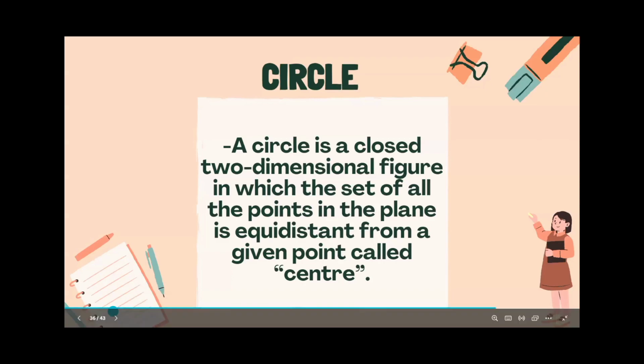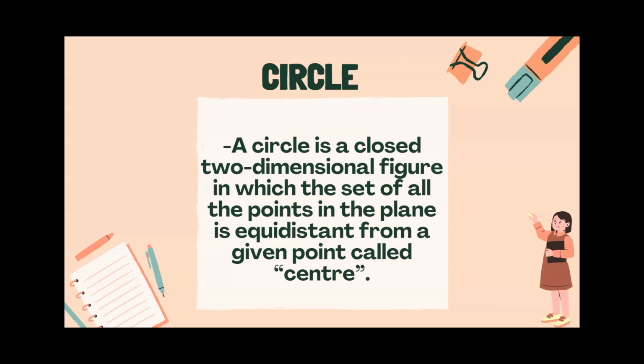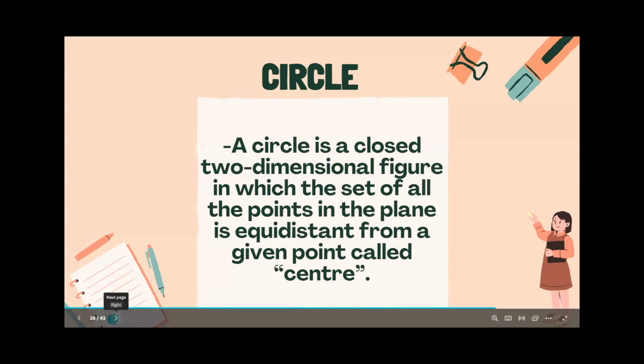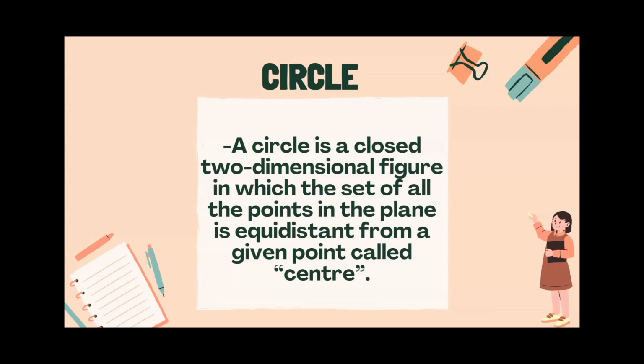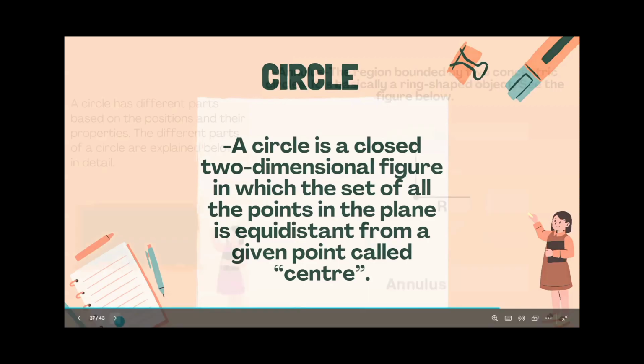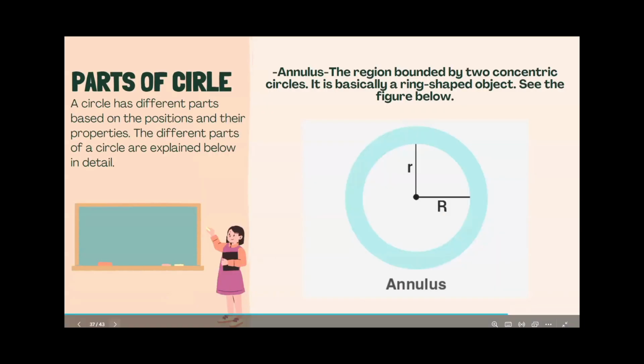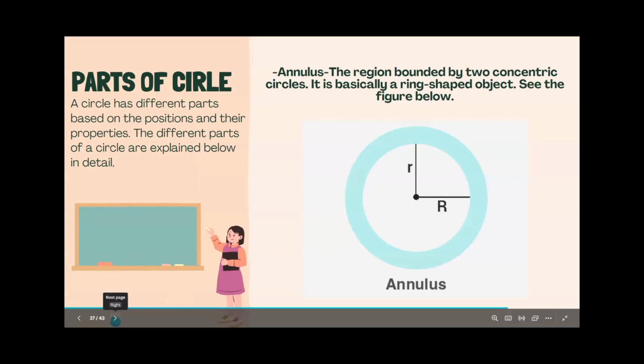Circle. A circle is a closed two-dimensional figure in which the set of all the points in the plane is equidistant from a given point called the center. Parts of a circle. A circle has different parts based on their position and properties. The different parts of a circle are explained below in detail.